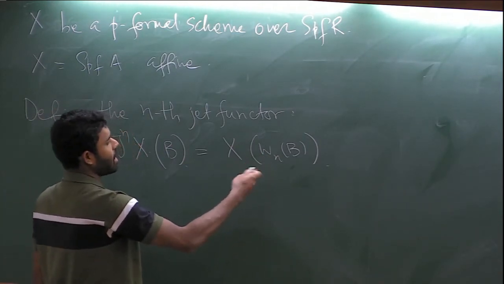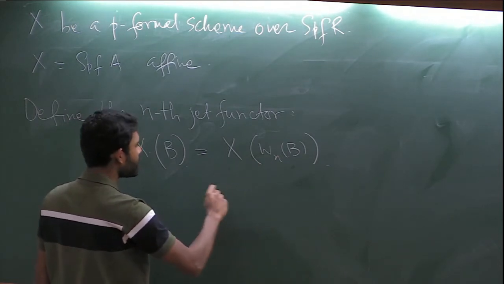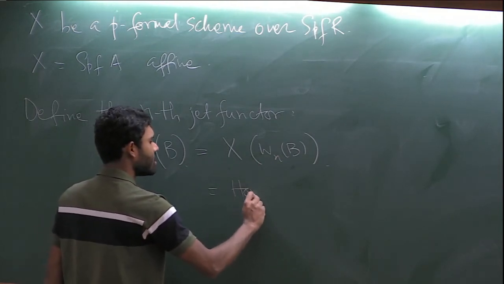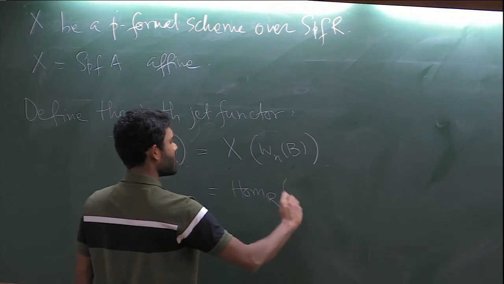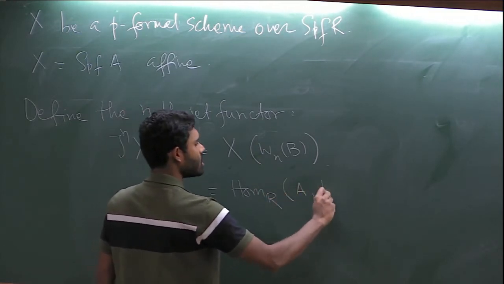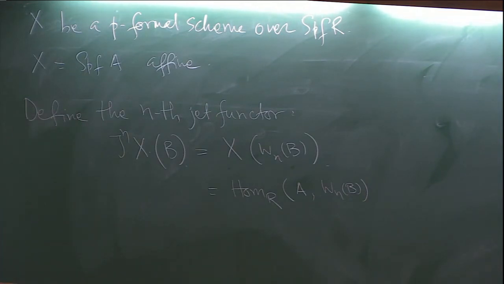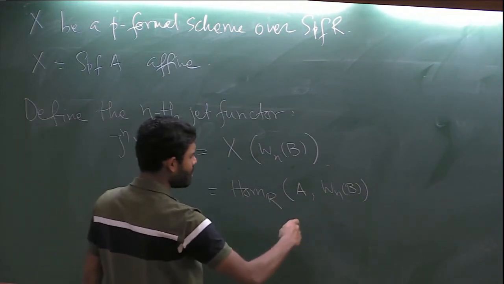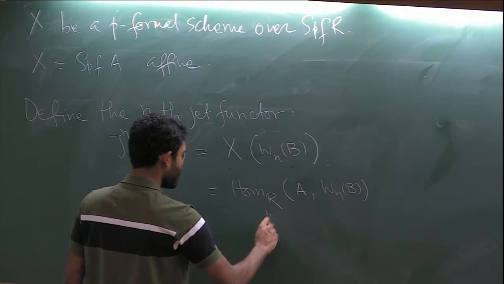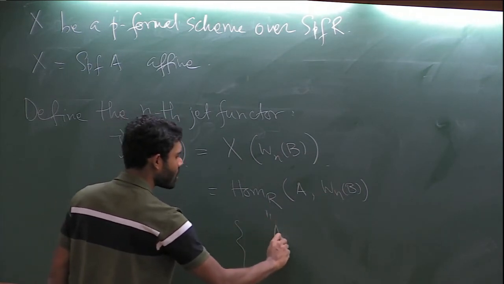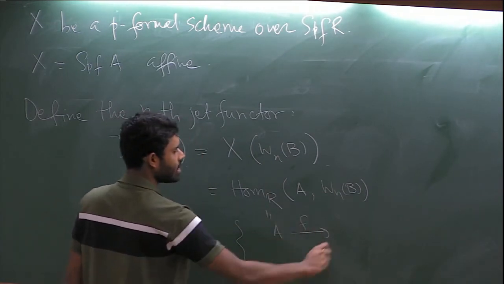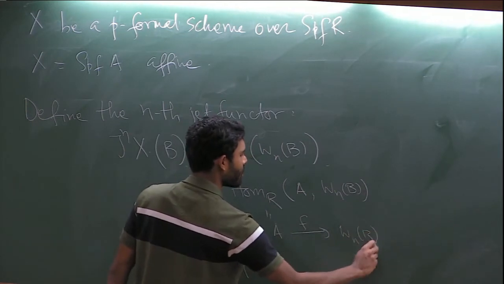So this is an R algebra map. That's the key thing. Let me just write. So this is in fact a map of R algebras, so this would be A to W_n of B. And let me just write the obvious thing so that it becomes even clearer. So what does this mean? As I said, we are looking at an element here, which is a ring homomorphism like this.